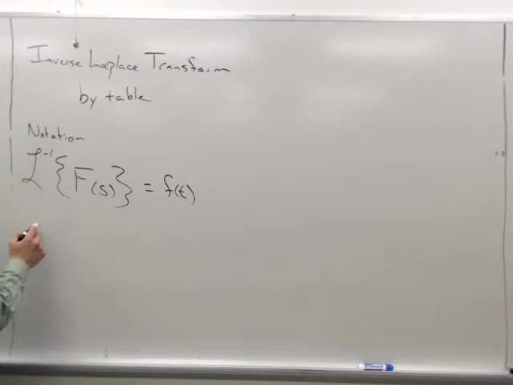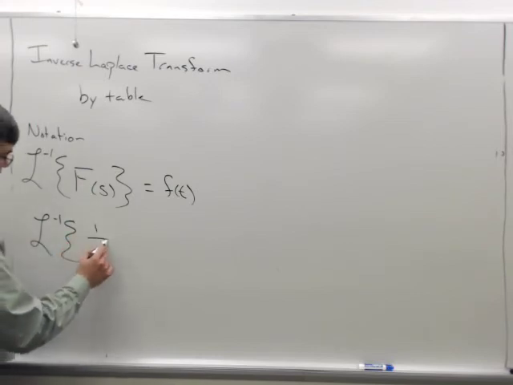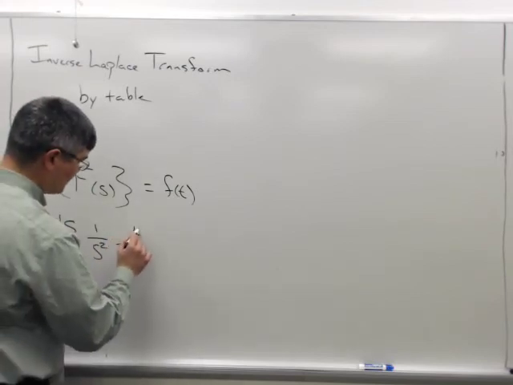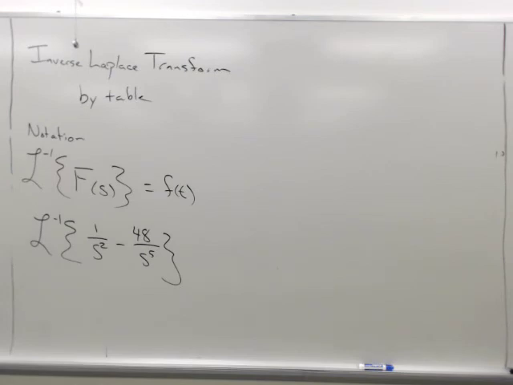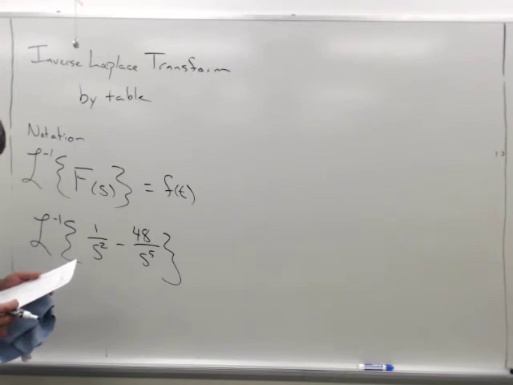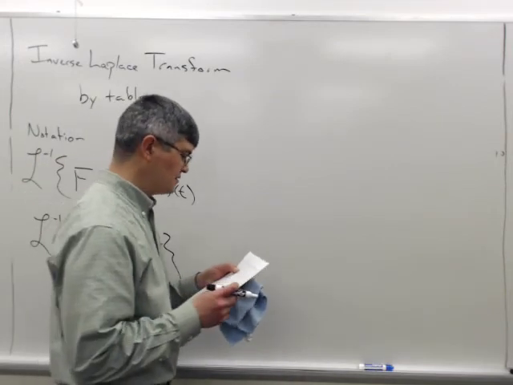So for example, how is this done? They might give you something like this. What is the inverse Laplace transform of 1 over s squared minus 48 over s to the 5th? So here's an example of finding the inverse Laplace transform, and you'll be using a table. The table entry that we're going to want to use, if you're using the same table that I am, is this one. It's number 3.